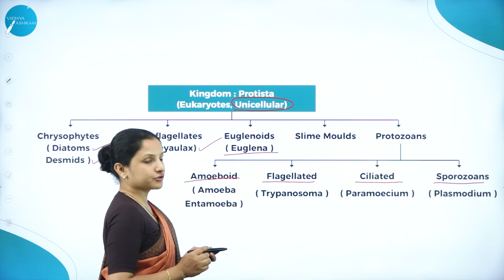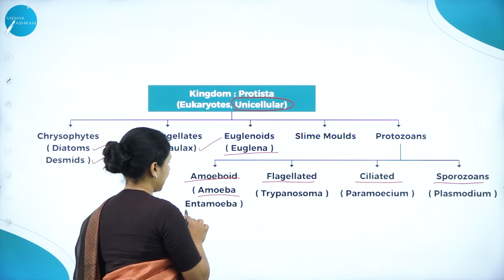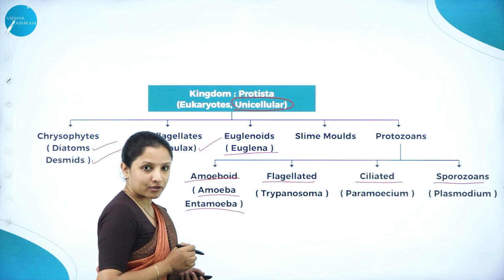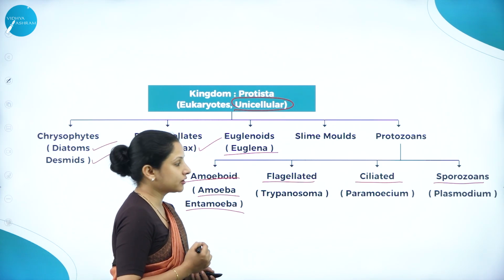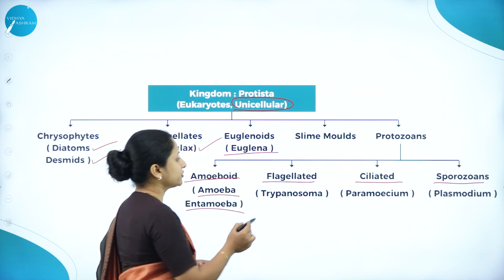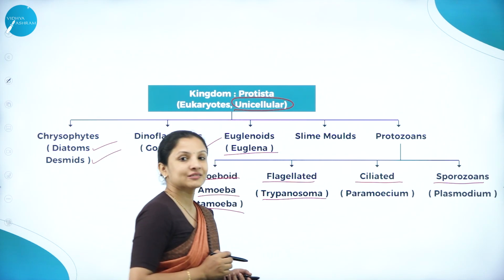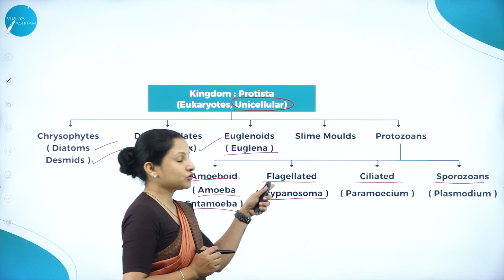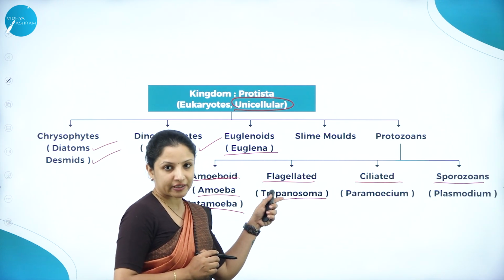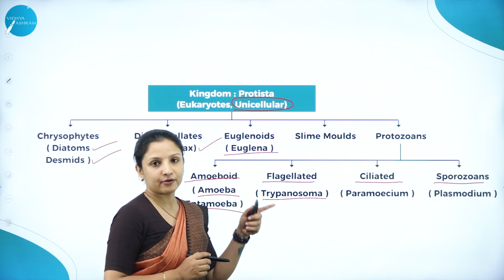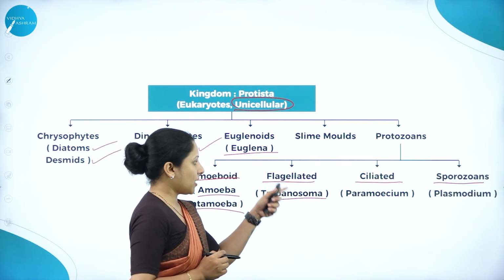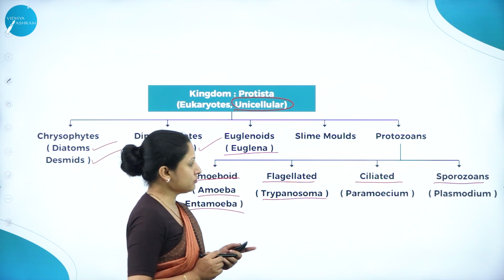Among amoeboid protozoans, there are amoeba and entamoeba. Entamoeba histolytica is a pathogen especially to humans which can cause stomach related disorders. Flagellated protozoan is trypanosoma, which can cause sleeping sickness disease. This is also one of the most common MCQs that can be asked. Sleeping sickness disease is caused by trypanosoma, which is a flagellated protozoan.